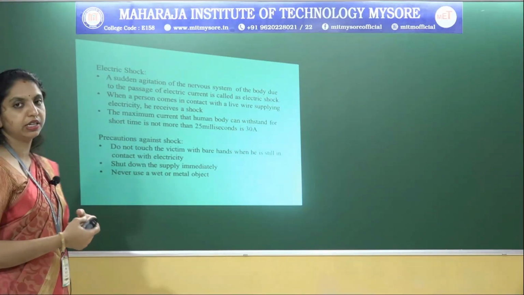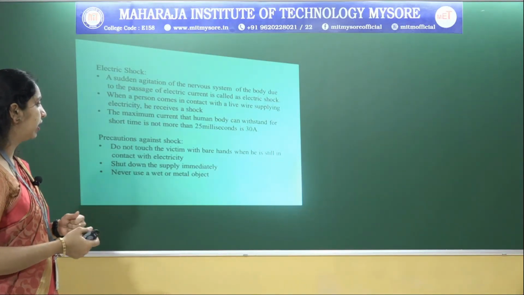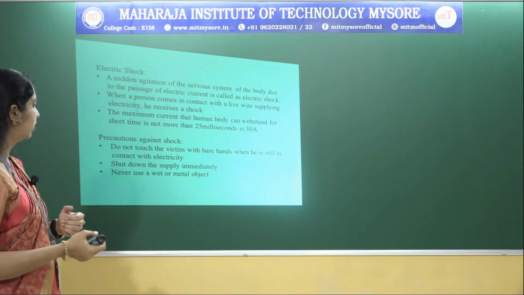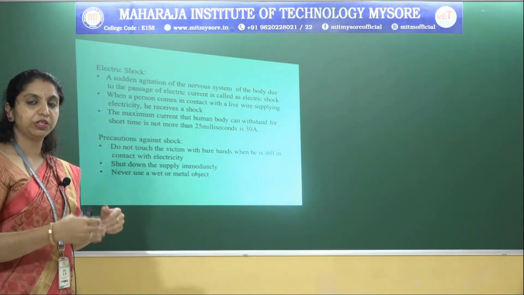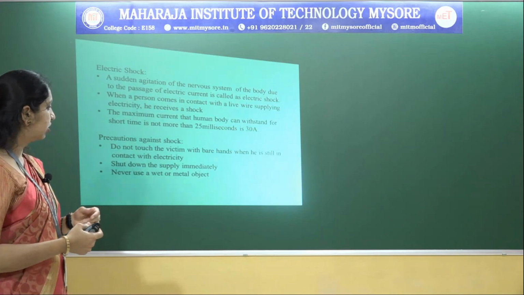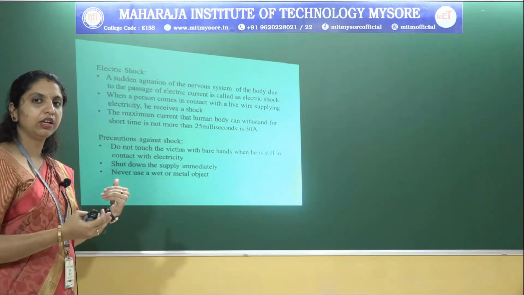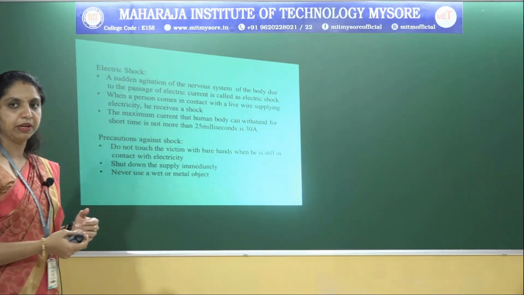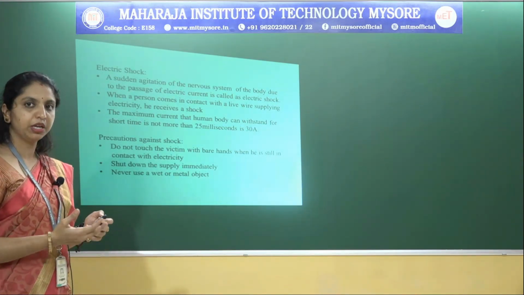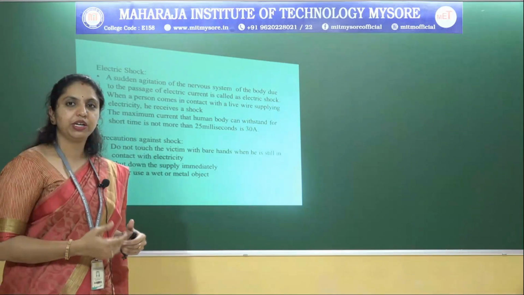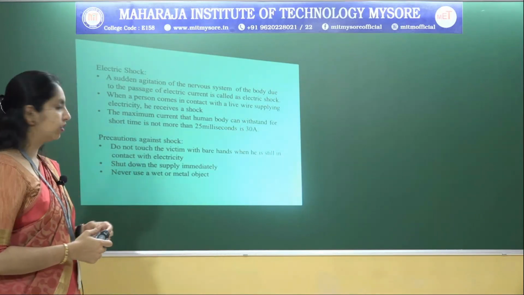And what are the precautions against the shock? Do not touch the victim with bare hands when he or she is still in contact with electricity. When somebody is still in contact with electricity, we should not touch them. Shut down the supply immediately. When somebody gets shocked, we should shut down the supply immediately. And of course we should not use any wet or metal object to push the victim. Once the victim is free, we have to check his pulse rate. So these are the precautions against the shock.